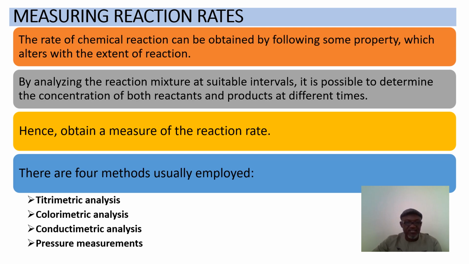Using titration, that is titrimetric analysis, like the one you do in the lab. You do a titration to find the equivalence point. That is also measuring reaction rate. Colorimeter or colorimetric analysis: you use a colorimeter to check the change in color, which is directly proportional to concentration. The same thing with a conductivity meter, that is conductimetric analysis. And we can also use pressure measurements for gaseous reactants.